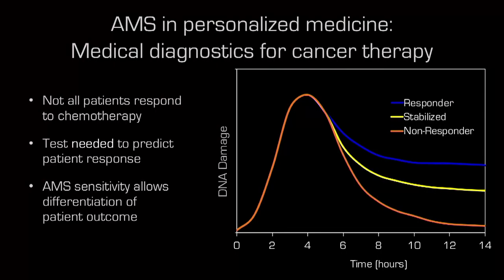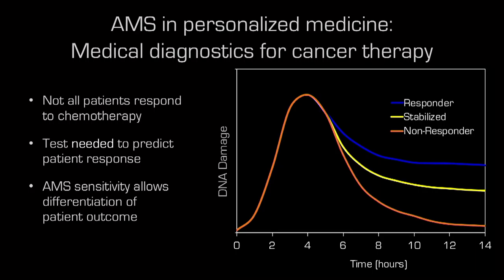So we want to have a test where we can identify who's going to respond and who's not going to respond to the drug. Because if you're not going to respond, we don't want you to be susceptible to all these toxic side effects. Because a lot of people will die just from the treatment and not the cancer because it's so toxic. So with AMS and this whole microdosing approach, we can actually identify people based on how they react to a microdose of this drug on if they're going to respond or not respond to the drug.